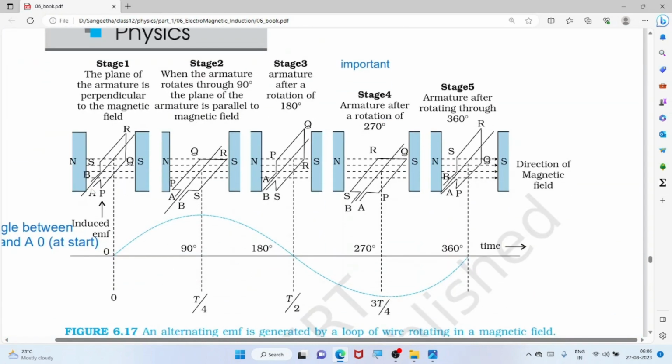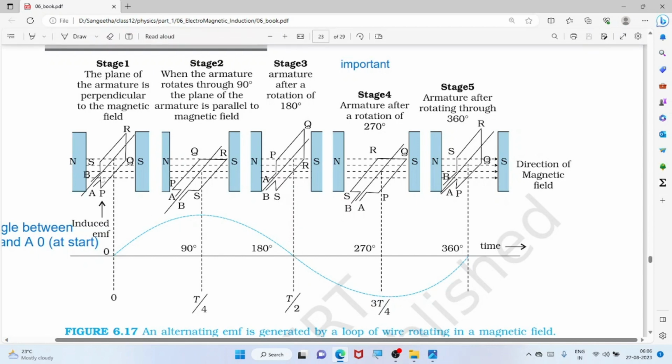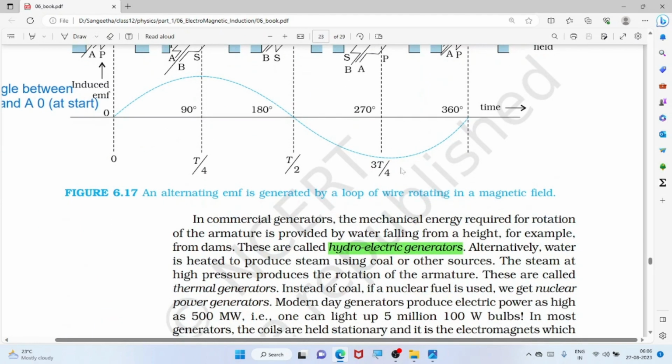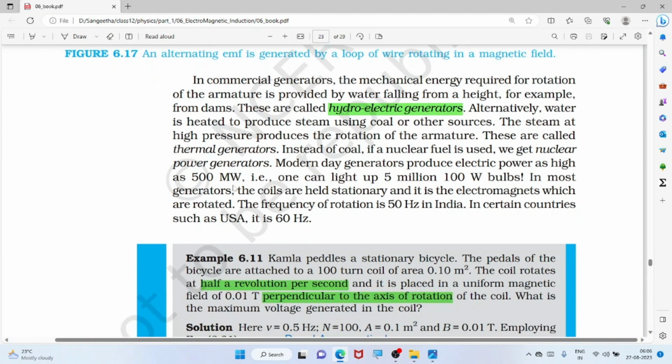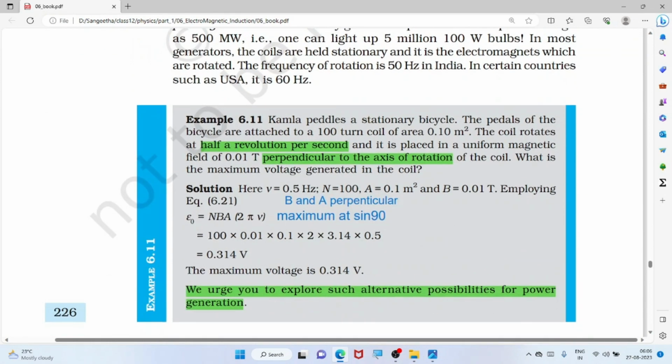So at various angles, what is the EMF we produce? When the angle between B and A is 0, sin 0 is 0. Here the angle between the area vector and field vector is 90 degrees, sin 90 is maximum. Again at 180 degrees it is 0. Like that the cycle repeats at various angles between the magnetic field and area vector. This is how AC is generated. Hydroelectric generator.